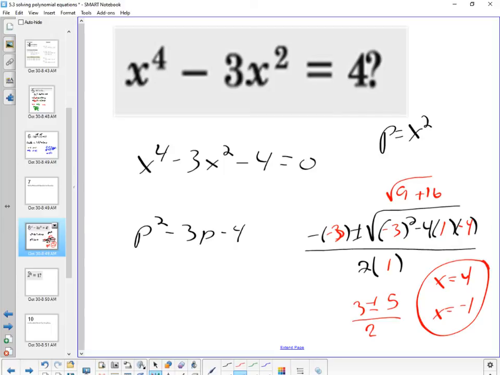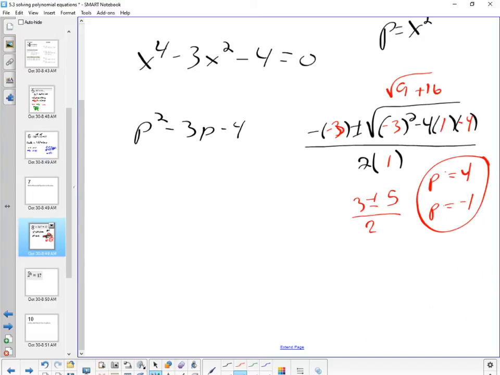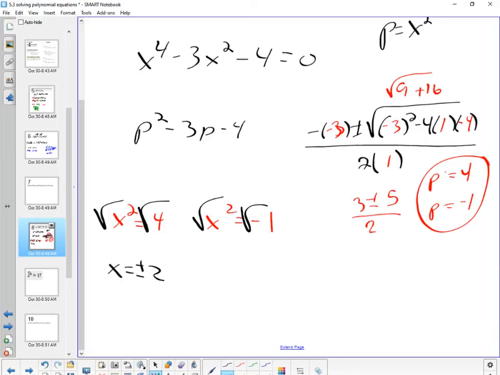Except, I'm not really done. Because remember, oh sorry, this shouldn't be x's. These should be p's, right? Because I changed the letter. So now I got to go back and do my substitution. So now I have x squared equals 4. X squared equals negative 1. So then I can do it from here. Take the square root of both sides. Oh, plus or minus 2. Square root of both sides. Oh, plus or minus i. And there you go again.